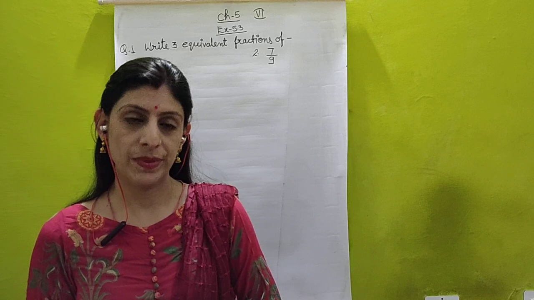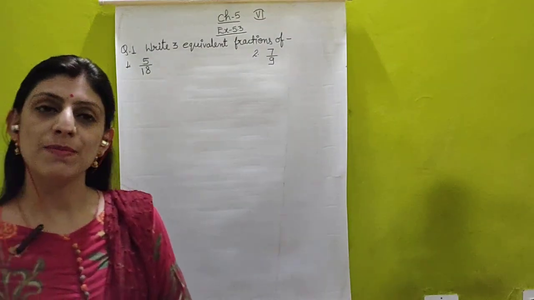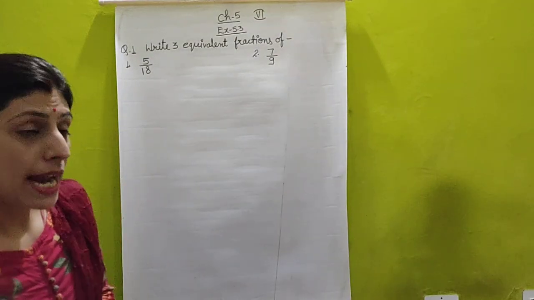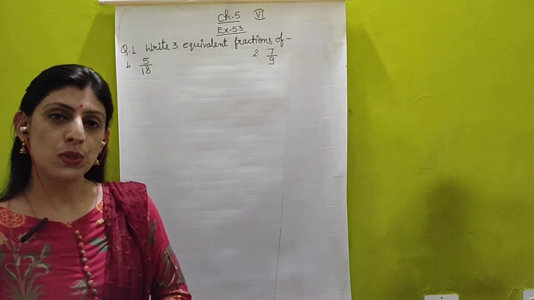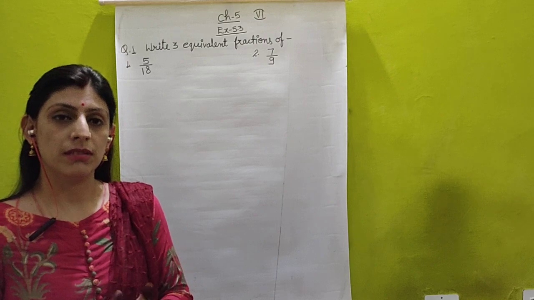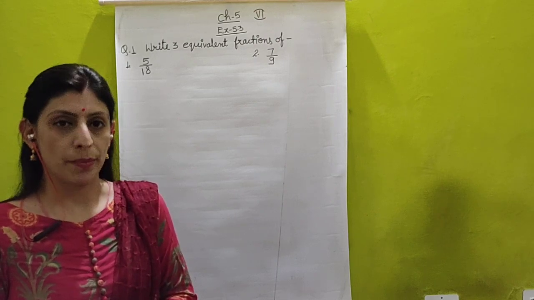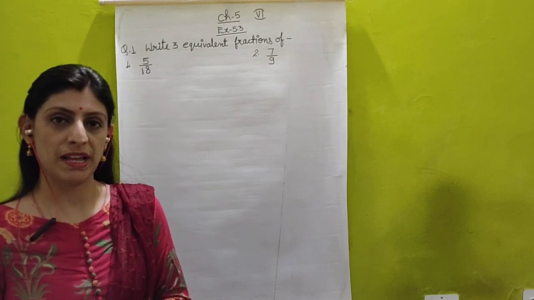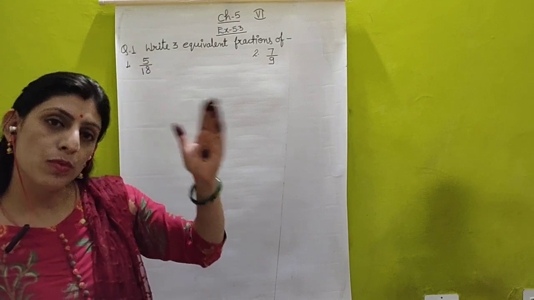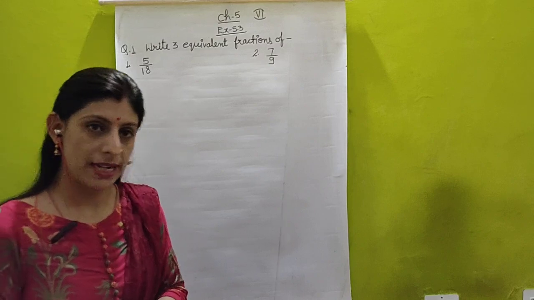Today in exercise 5.3 we will cover question 1 to 4. First of all I am explaining question number 1, in which we are to find the equivalent fractions. Students, equivalent fractions is a very simple topic. We only take the same number and multiply it with both the numerator and the denominator.